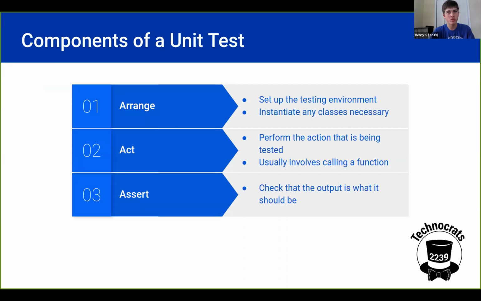In the arrange step, you set up the testing environment, you create any variables you need. You will often have to instantiate classes during this step and make some objects. And then the second step is act. During act, you are just performing the action that is being tested. Usually, unit tests test one function, so the act step will just be calling that function. And then finally, the third step is called assert. In this step, you check that the output from the function is what you want it to be. And if it is, the test will pass. And if it wasn't what you wanted, the test will fail. So let's look at an example of this.